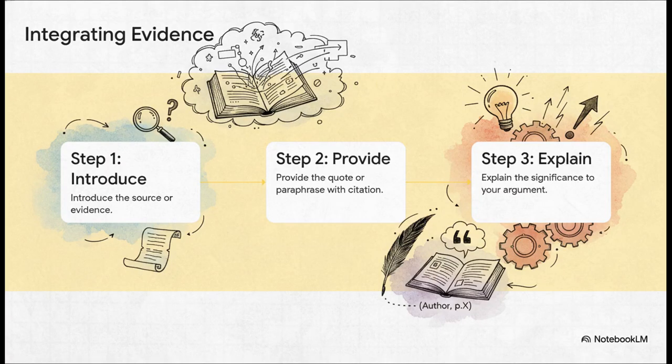Now, a really strong paper never just drops a quote out of nowhere. You want to weave it in smoothly. Just think of it as a simple 3-step dance. First, you introduce the evidence, give it some context. Second, you provide the quote or your paraphrase, and you pop that citation right at the end. And third, and this is the most important part, you have to explain why it matters. Connect it back to your main point.